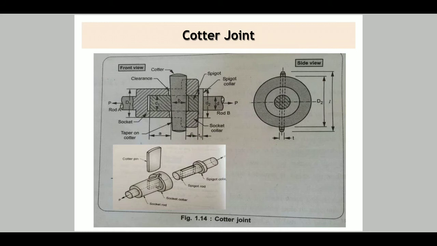Some of the applications of cotter joint are the connection of piston rod to crosshead of reciprocating steam engine, connection between valve rod and its steam, Lewis foundation bolt and other foundation bolts, and piston rod to tail end rod in air pump.